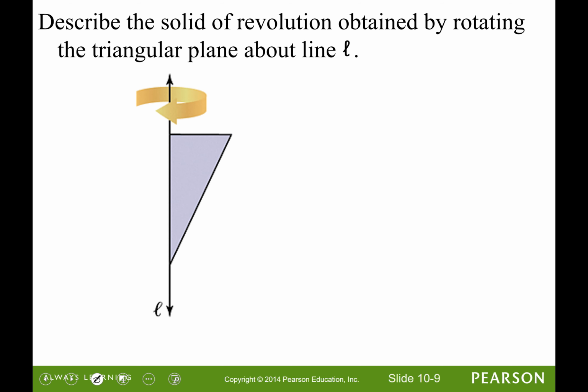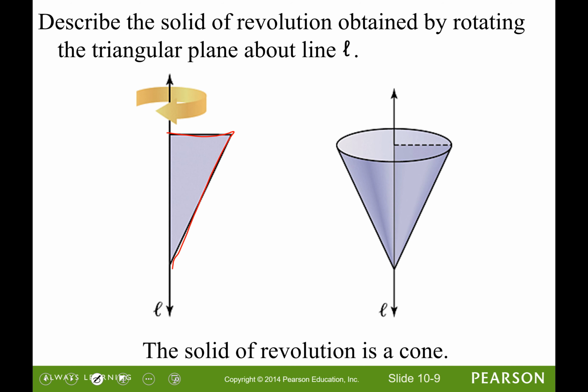All right, what do you think of this one? Describe the solid of revolution obtained by rotating this triangular plane about this line L. If you said that that solid of revolution is a cone, then you got it right. Nice job.